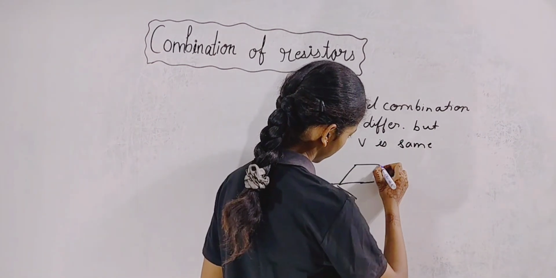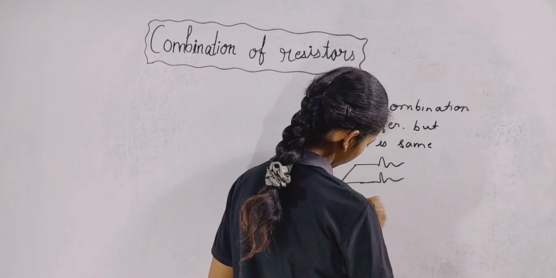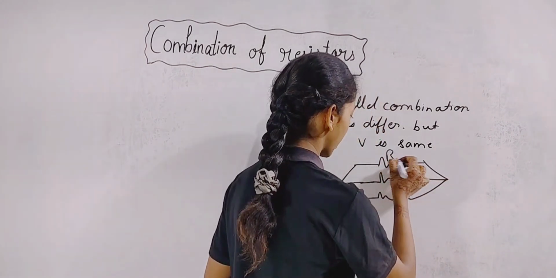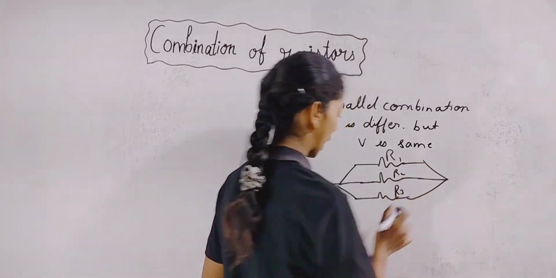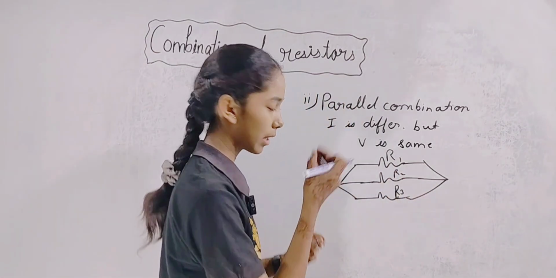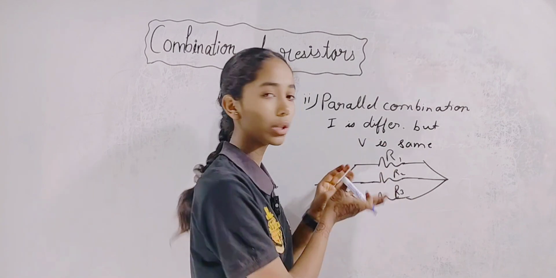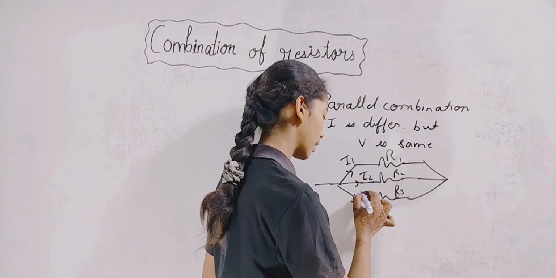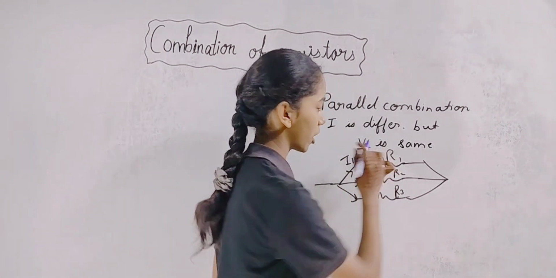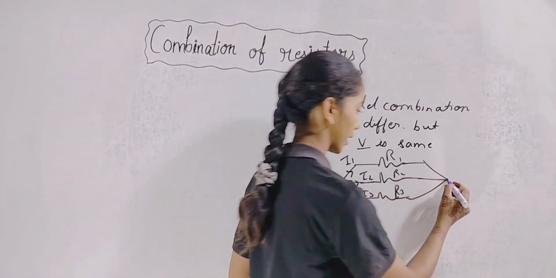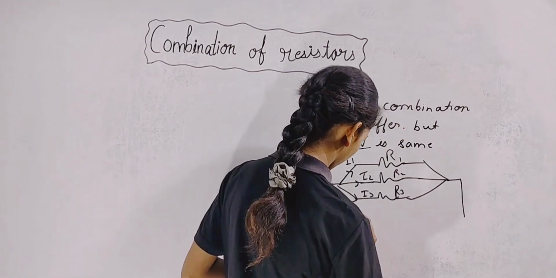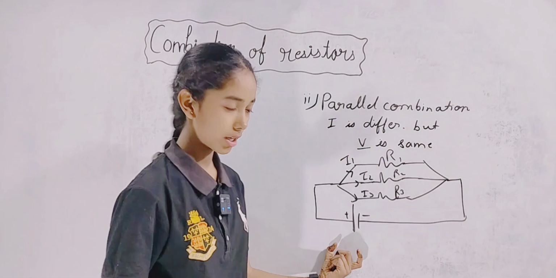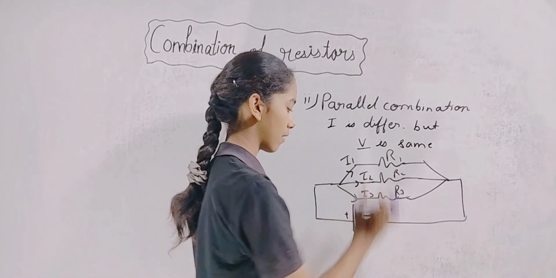We have three resistors here, R1, R2 and R3, and what will happen with the current? The current will divide into three different paths. So the currents will be I1, I2 and I3, and we know that potential is same, so we don't need to write it here. We connect it through a battery source, and the potential will be V.